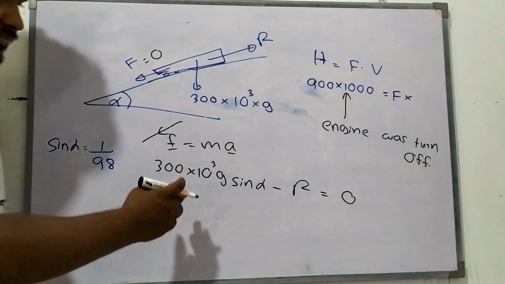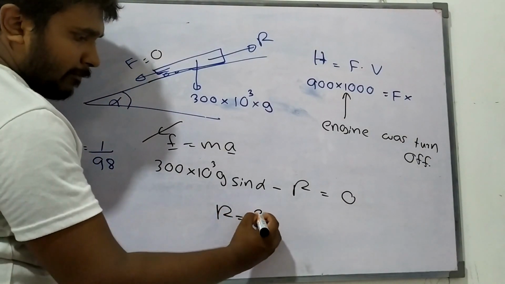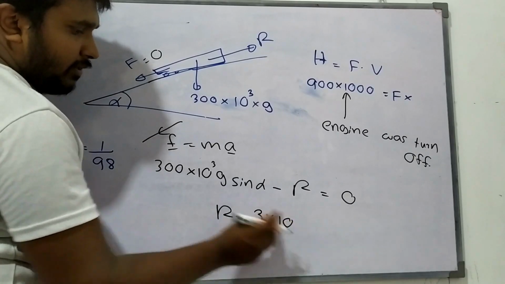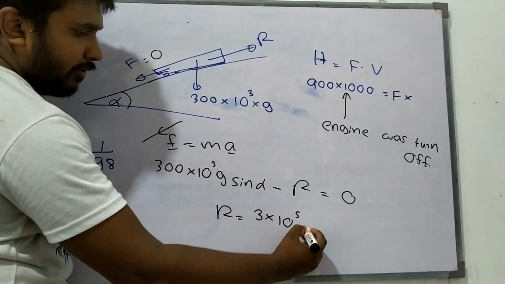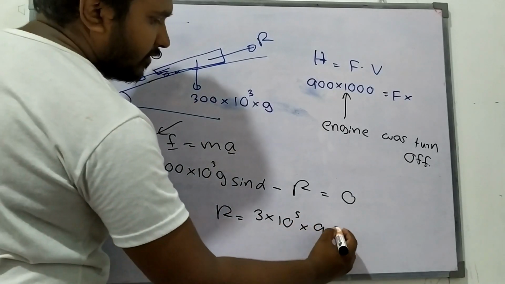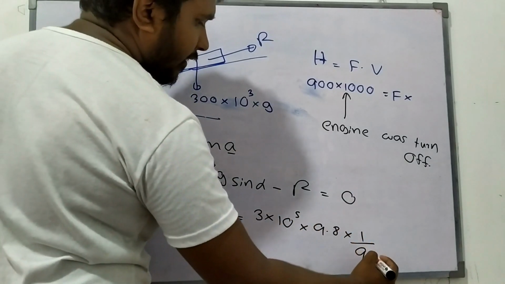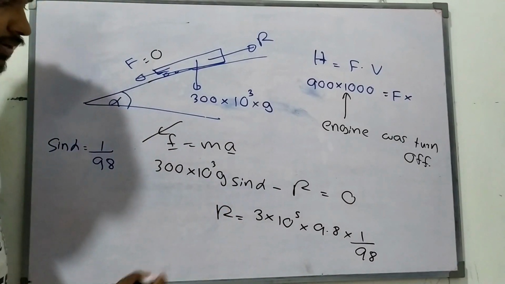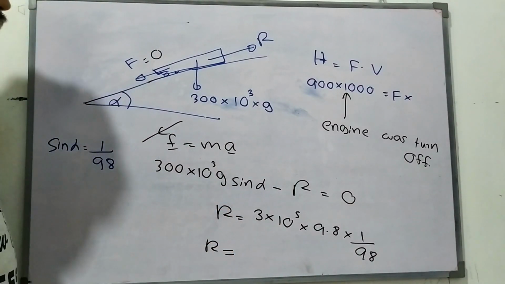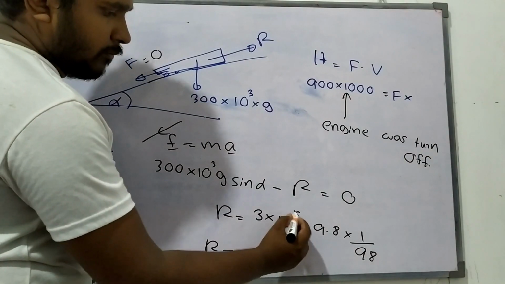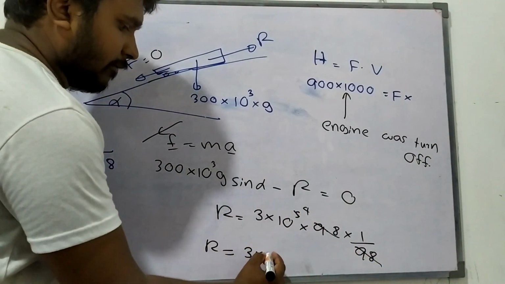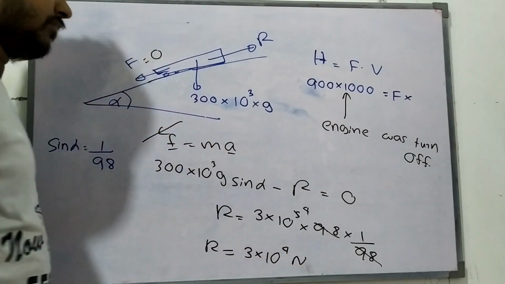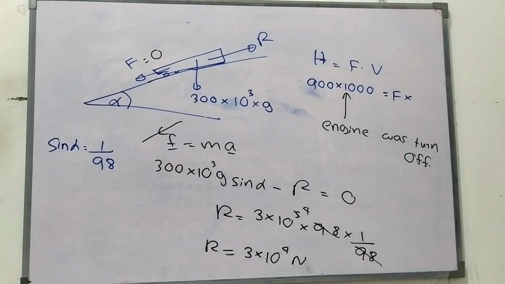Now acceleration into 10, 5, 9.8 and 1/98. This is R, right? Then R will be 294,000 Newton. So this R is constant for the whole motion.